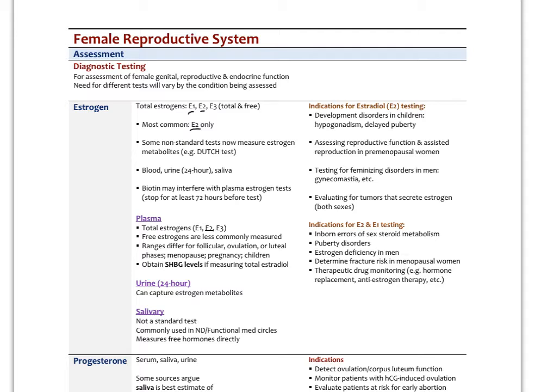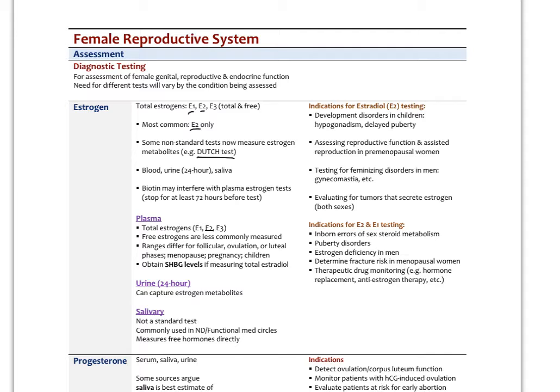Some non-standard tests now measure estrogen metabolites in the urine, for example, and that's the Dutch testing. This is not a standardized endocrine test, but it's being promoted in the functional medicine circles, especially with naturopaths, as a way of getting a more nuanced picture of not just all the different estrogens, but all their metabolites together with all the other sex hormones. So it's a very involved test. Whether or not that level of testing is needed in most cases is a question, but certainly that's out there.